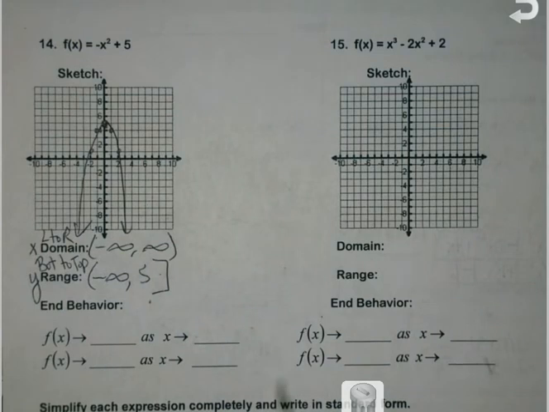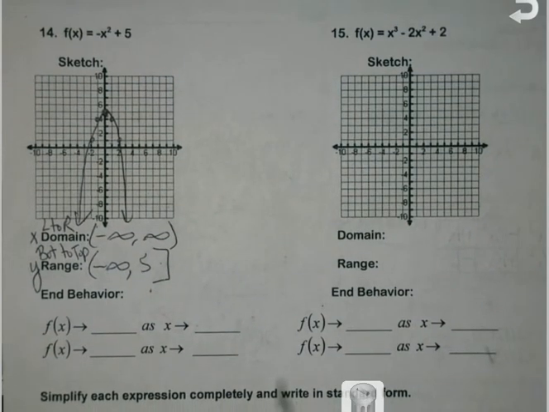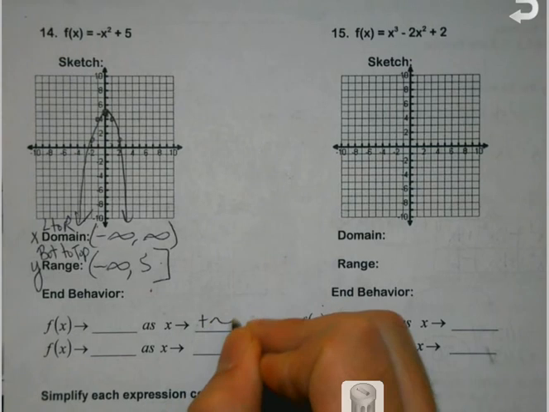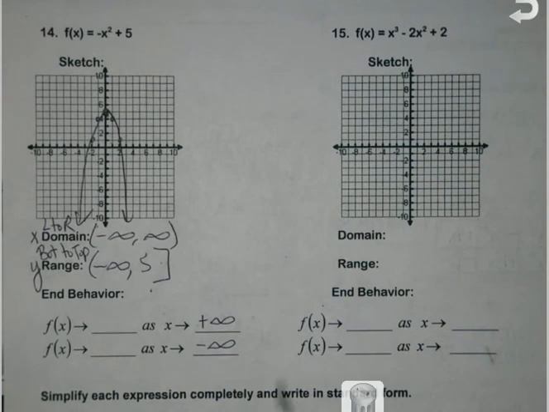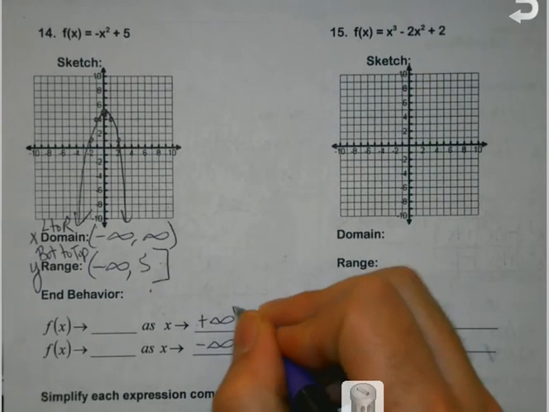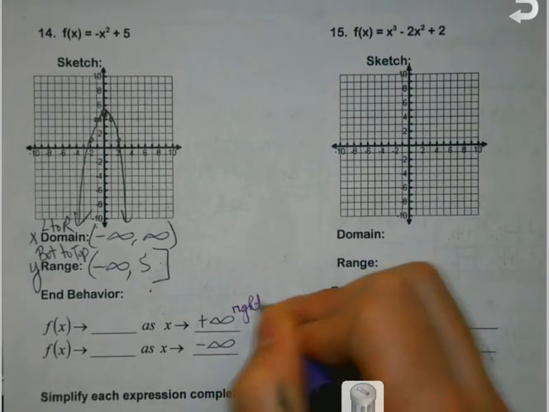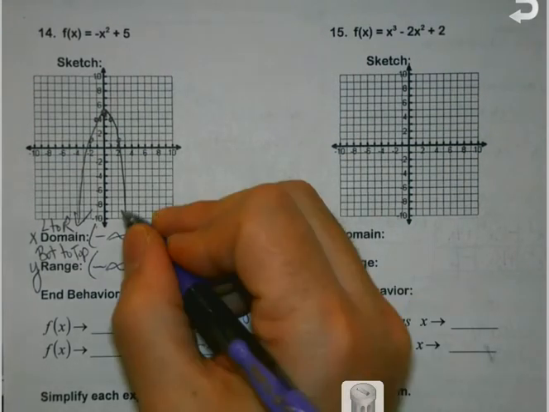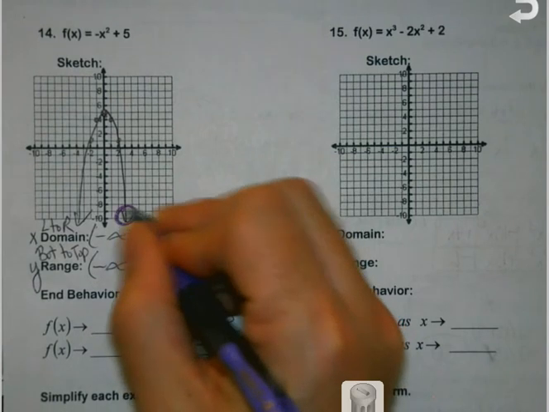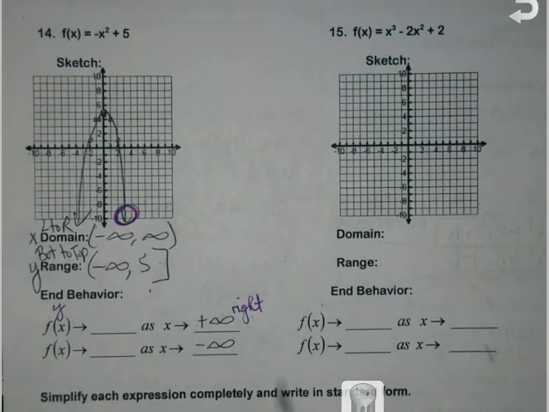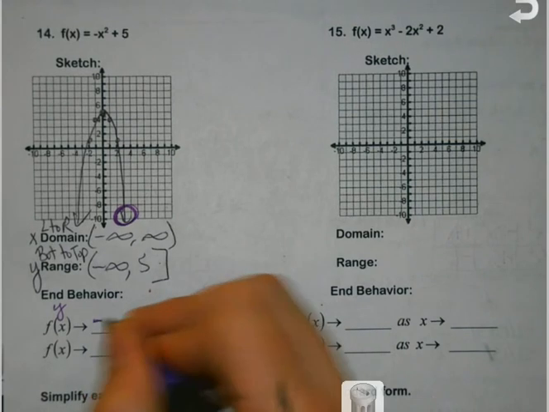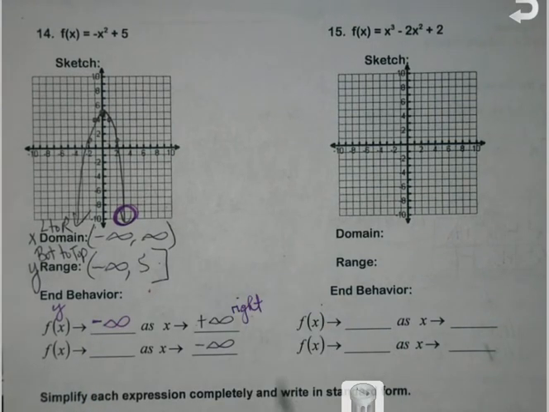End behavior reminders. With your x's, one will always be positive, one will always be negative. It doesn't matter the order you put them in. What matters is remembering x going to positive infinity means what's going on as it goes to the right. What's happening to my y value? Because that's what f of x is. Well, it's going down. Down is towards negative infinity.